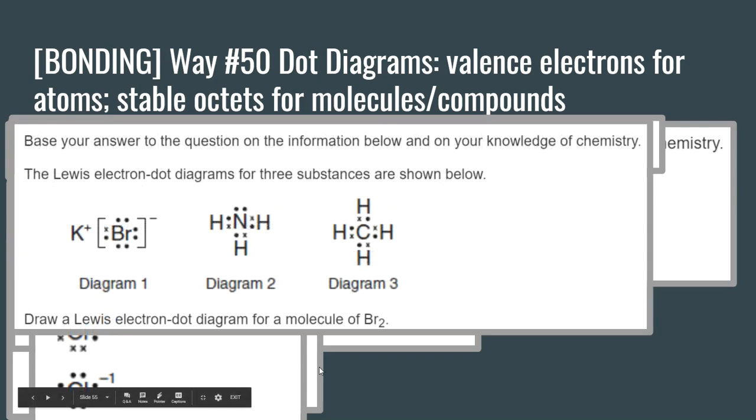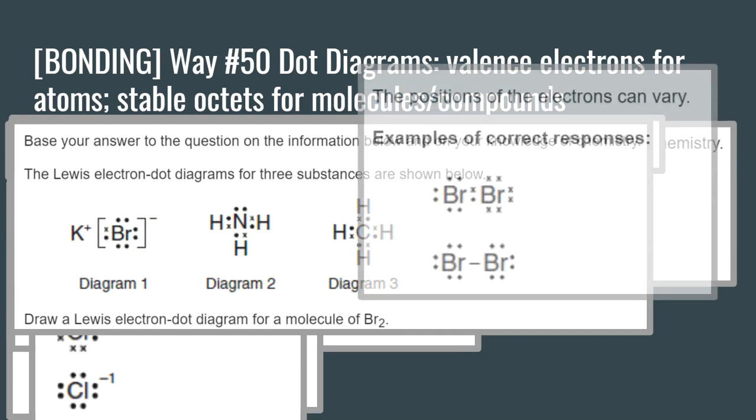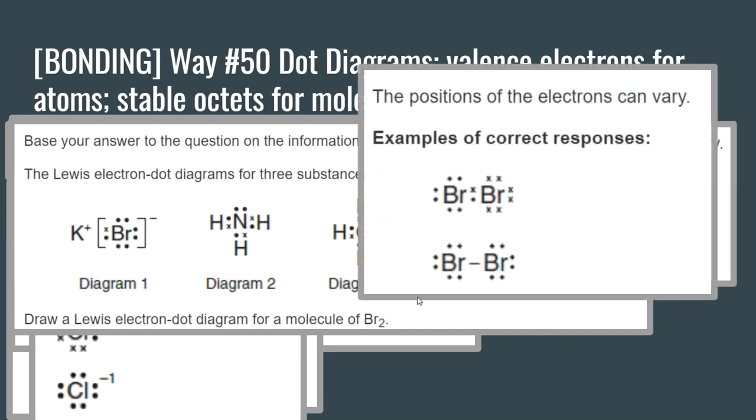Lewis electron dot diagrams for 3 substances are shown below. Draw a Lewis electron dot diagram for a molecule of Br2. So this problem is giving you a hint about what your answer should look like, and it's asking you to draw an electron dot diagram for Br2. When you look up bromine on the periodic table, you'll find that it has 7 valence electrons, and in order for each atom to be happy, they require 8.